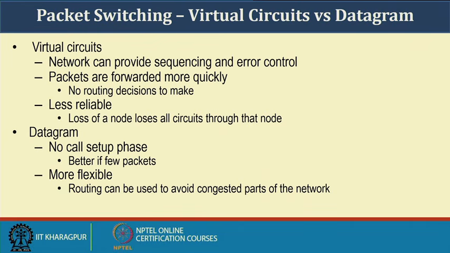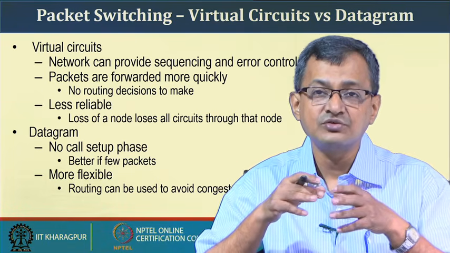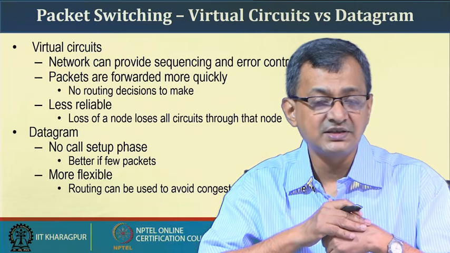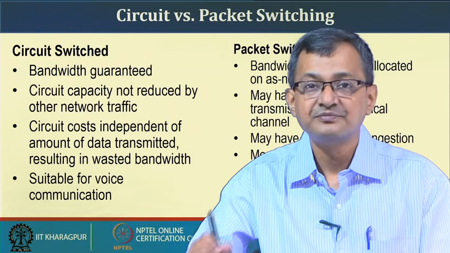Whereas with datagram, on the one hand, there is no call setup, so each packet moves independently. It is better if the number of packets is small. If a huge volume of packets is there, then there are a lot of calls. It is more flexible; routing can be used to avoid congested parts of the network. So we can have different routing, so that if there is congestion, the other packets are routed some other way, and so are not affected, or better routing strategies can be used.